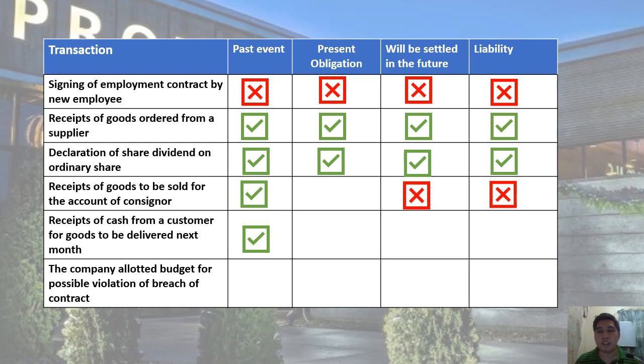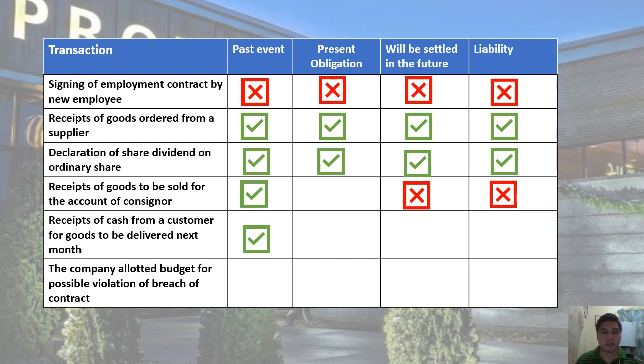And will be settled in the future? No, since we don't have present obligation yet, then wala muna tayong babayarin sa ating consignor. Then, since two elements were not met, then liabilities must not be recognized.